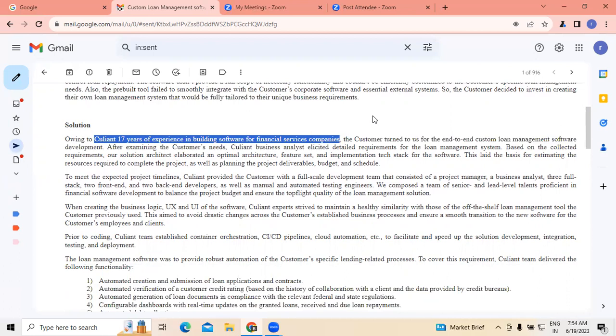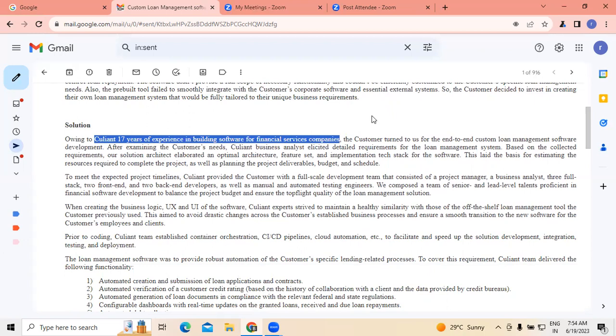Quliant is an organization, a software product company, I can say, right? They have more than 17 years of experience in the field of software product development, especially in financial services. So they have identified Quliant as a solution provider. They have approached and they're expecting some solution for the problem they're facing, right? So this is what generally the context was.